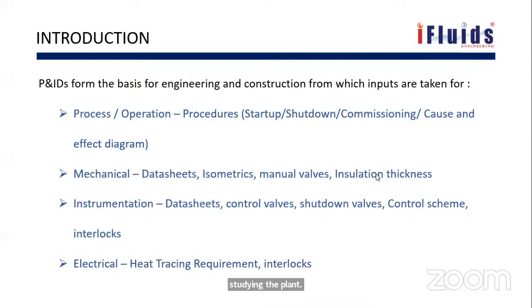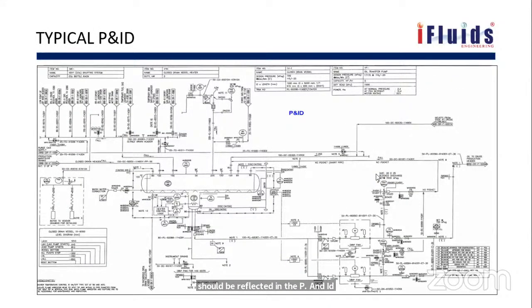And of course, whatever is in the P&ID should be in the field. And if there is any mismatch, that is to be corrected as soon as possible, because whatever is in the unit should be reflected in the P&ID. This is what a typical P&ID looks like.